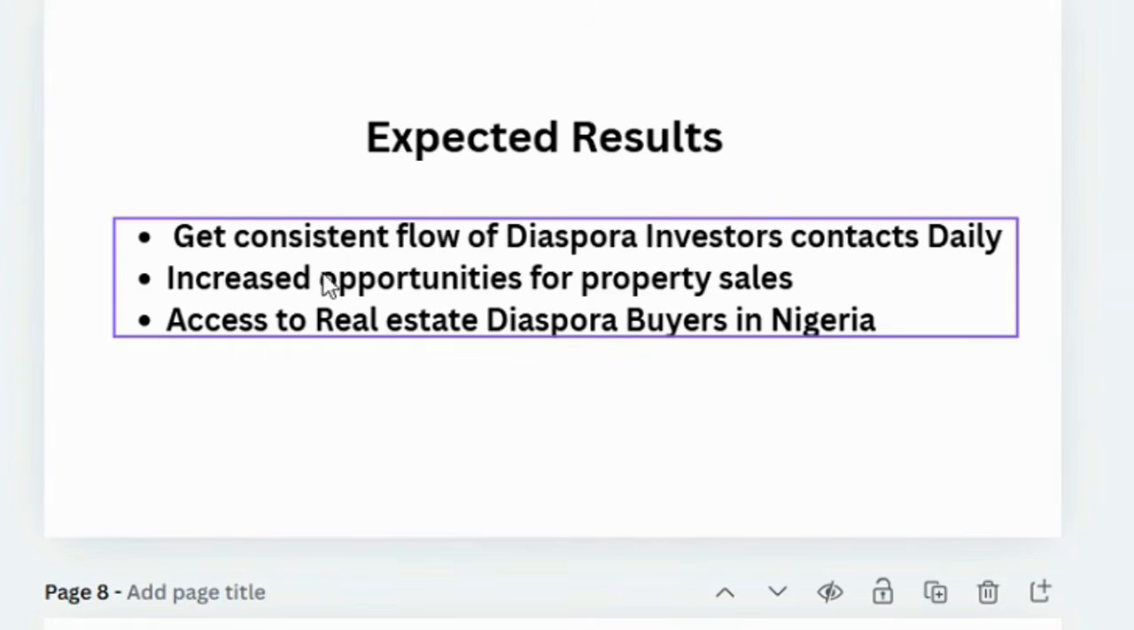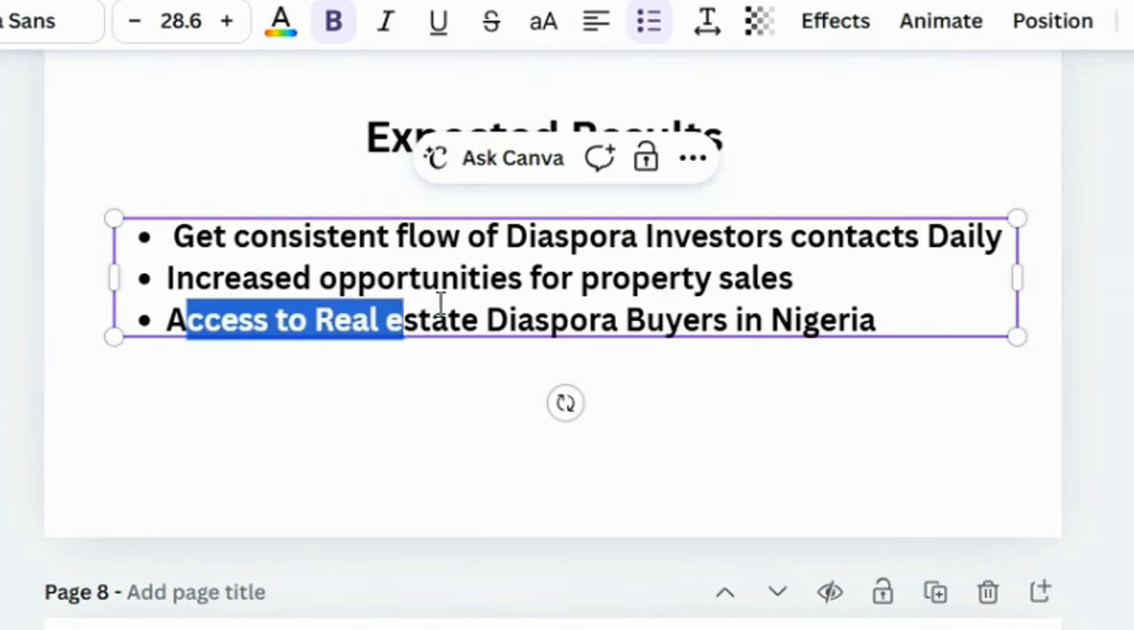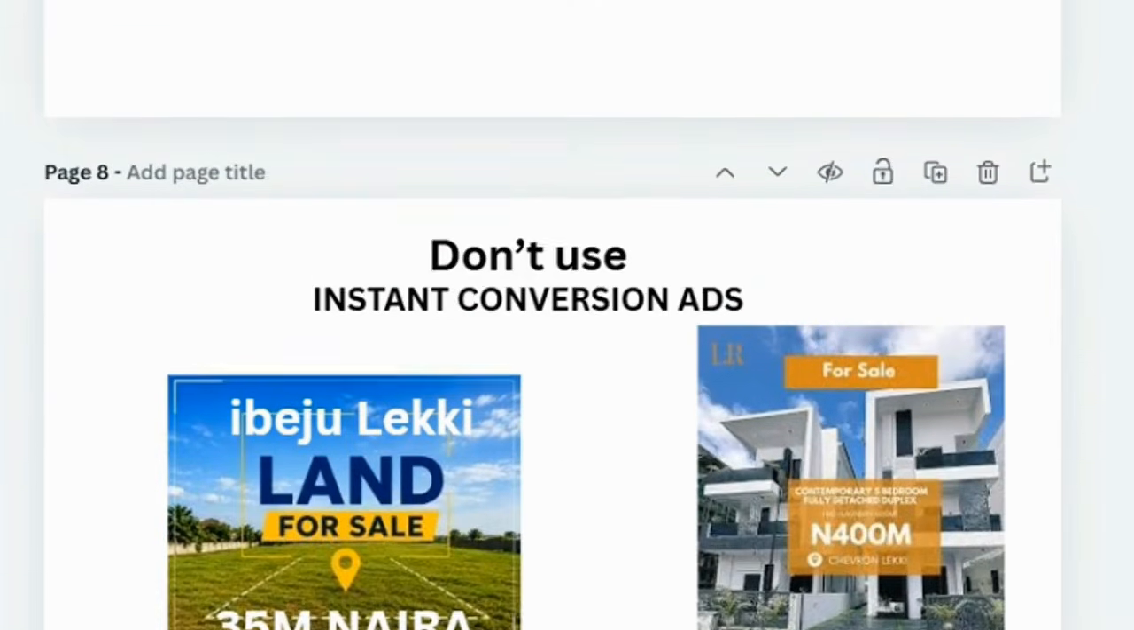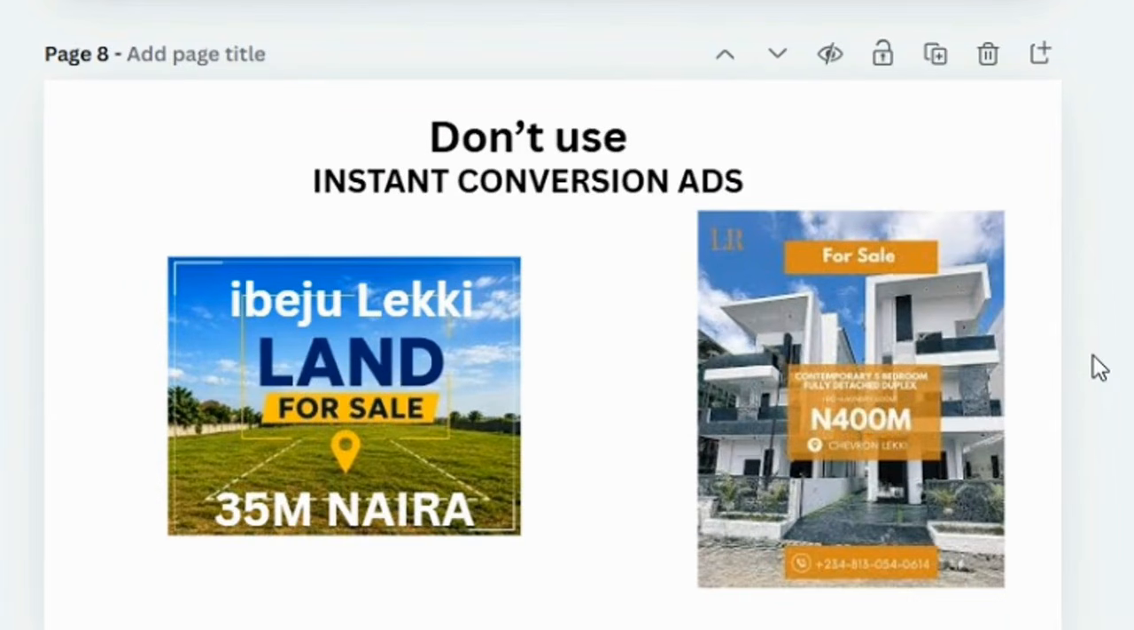So let's continue. You get increased opportunity for your property sales. You get more people that want to buy what you sell. You get access to diaspora buyers who want to buy properties in Nigeria. In this section, I am going to show you the ad creative we are not going to use, and the ad creative that we are going to use.